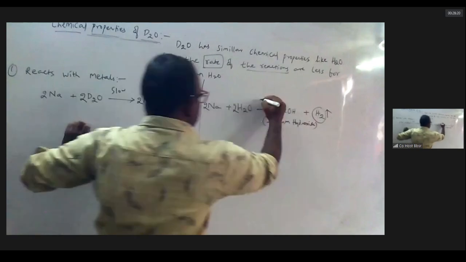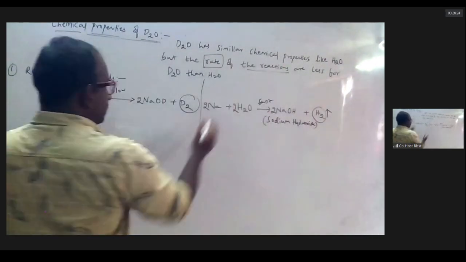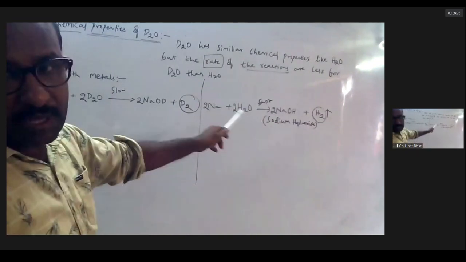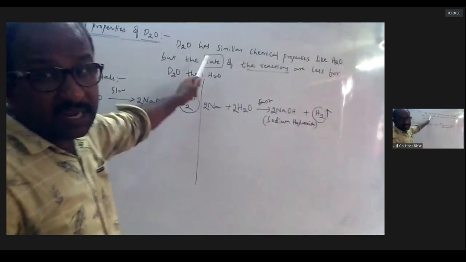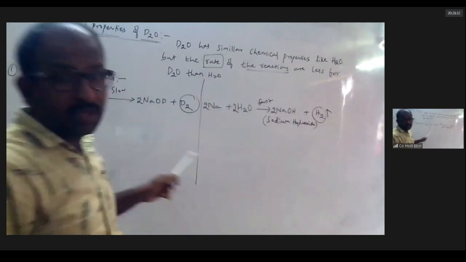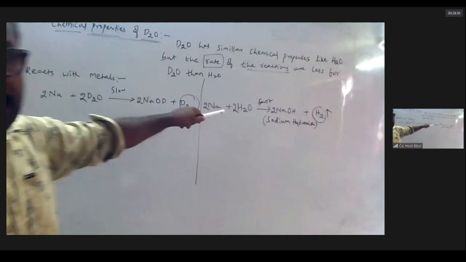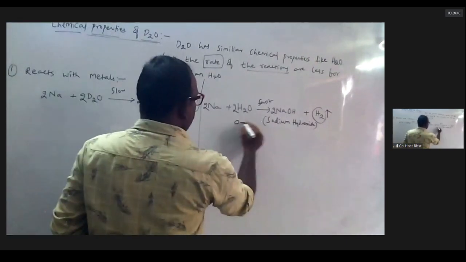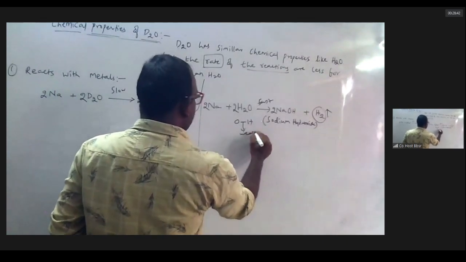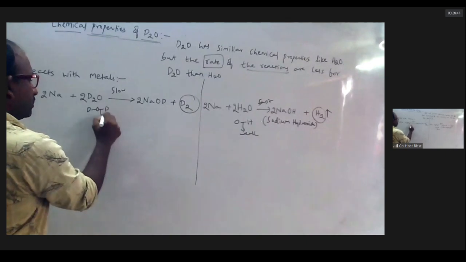Why is this fast? You have just been told. D2O has similar properties like water. Like water, it also has a similar property. But if you see the rate of reaction, which has more? Water reactions have more, because in H2O the OH bond is weak when you compare with this. This is the OD bond, DOD bond. This is strong.